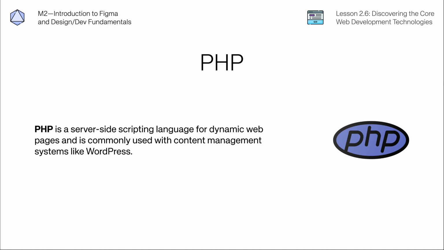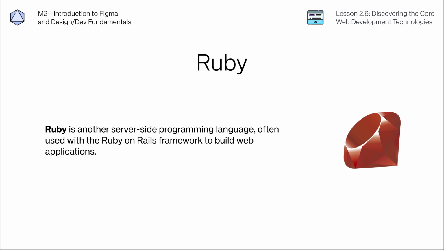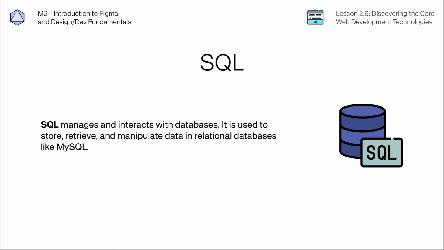PHP is a server-side scripting language for dynamic web pages and is commonly used with content management systems like WordPress. Ruby is another server-side programming language often used with the Ruby on Rails framework to build web applications. And finally, we have SQL. SQL manages and interacts with databases. It is used to store, retrieve, and manipulate data in relational databases like MySQL.